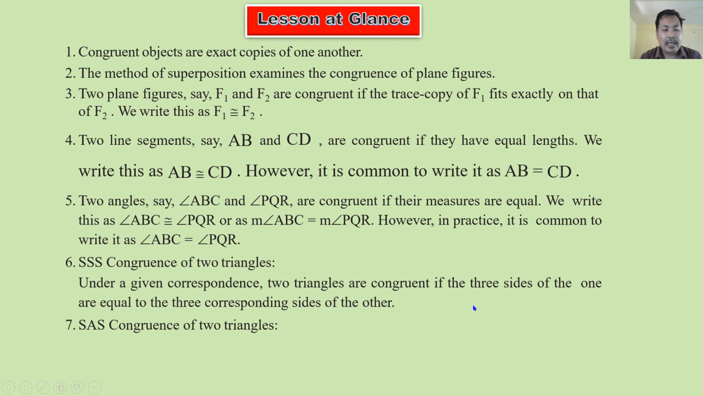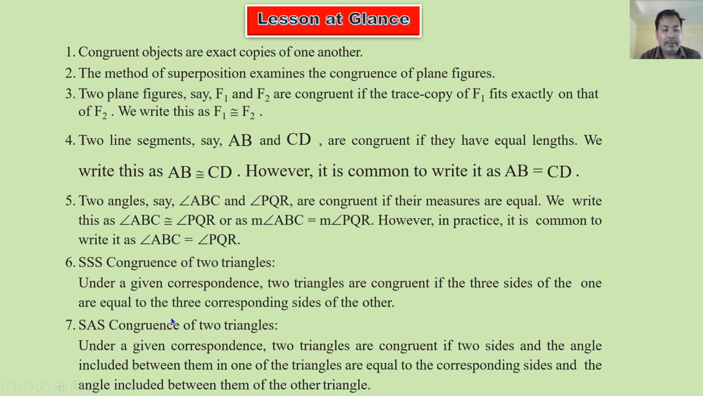Next, we have SAS congruence of two triangles. That means if two sides and included angles are congruent. Let us see. Under a given correspondence, two triangles are congruent if two sides and the angle included between them in one of the triangles are equal to the corresponding sides and the angle included between them of the other triangle. Okay, means the angle should be formed by the two equal, corresponding sides. Okay, next.